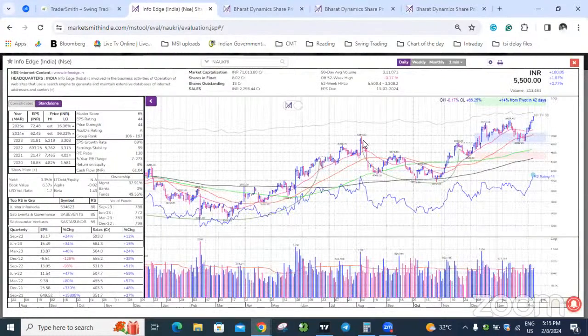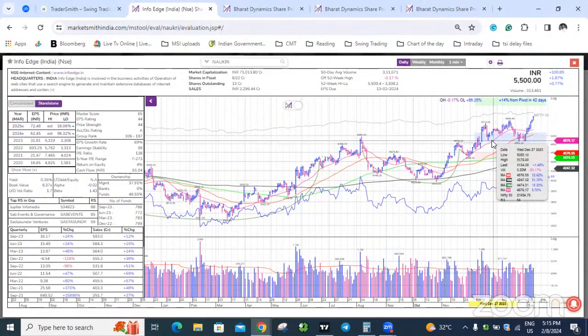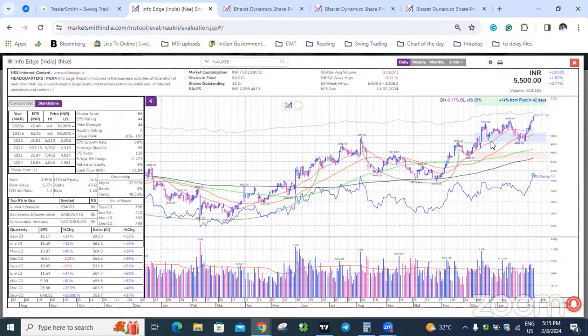But the IT index placement is quite positive. The weekly chart is looking positive, the monthly chart is looking positive, and the daily chart is also looking positive. And likewise, Naukri is also looking positive. So if someone is holding this stock, remain invested. Maybe it will give a good rally, or one can expect more uptrend, maybe kind of 6,000 levels in the coming days in this Naukri stock.